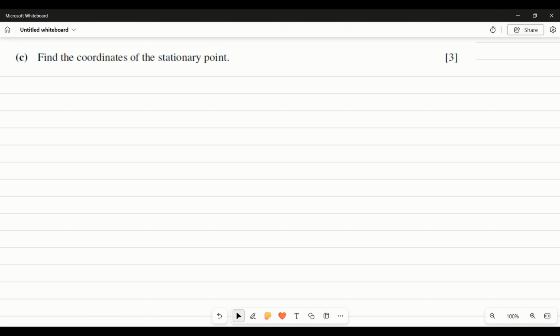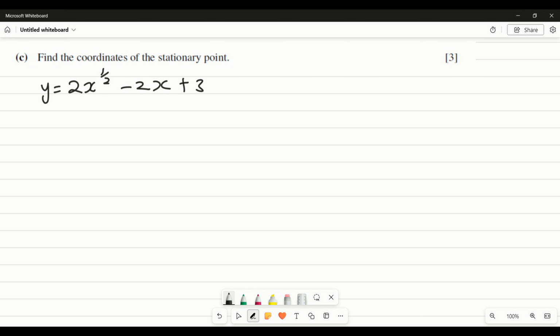In this video, I'll be solving question number 10C. In question 10B, we got the equation of the curve to be y equals 2x to the power of a half minus 2x plus 3. So this question requires us to get the coordinates of the stationary point.